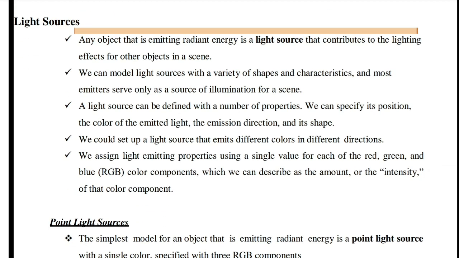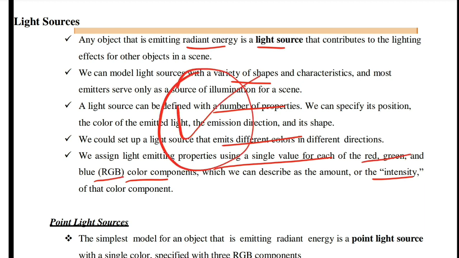Light sources: an object which emits radiant energy in the form of light is known as a light source, and it can have a variety of shapes, colors and properties, different intensities, and color components like RGB or CMY. These are the things you need to mention if they ask you about light sources.